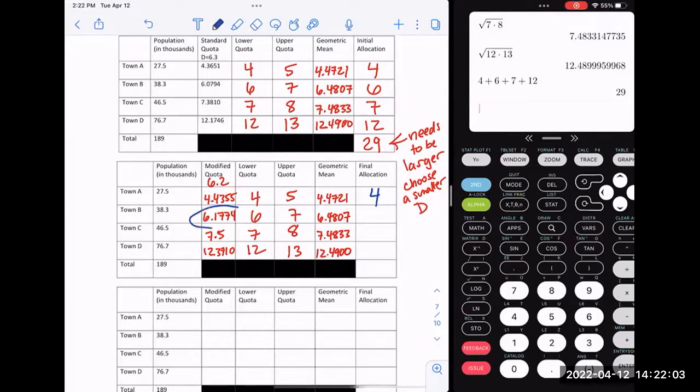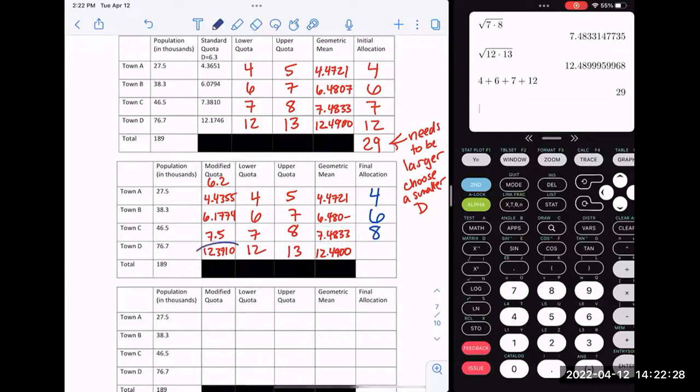Then 6.1774 is smaller than 6.4807, so I would use 6. 7.5 is bigger than 7.4833, so that means I would round up and use 8, or the upper quota.